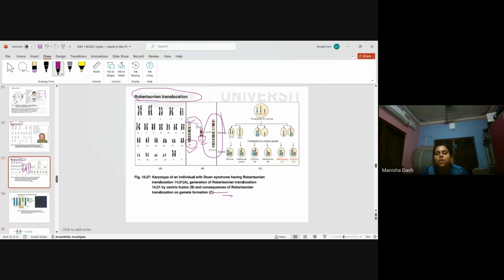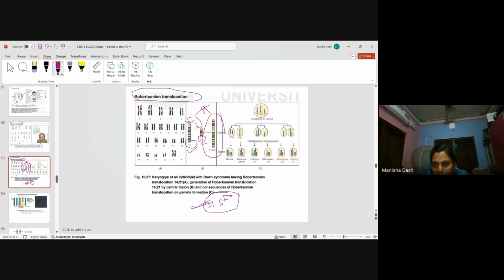And usually the fused short arm of both the chromosomes is lost or degraded due to instability, and this can actually create a problem during gametogenesis. So we discussed that Down syndrome, or trisomy 21, occurs because of non-disjunction during meiosis. But sometimes Down syndrome can also develop because of this Robertsonian translocation.